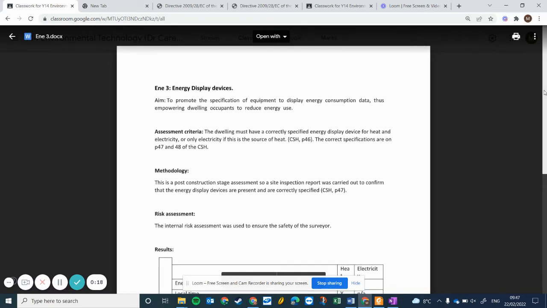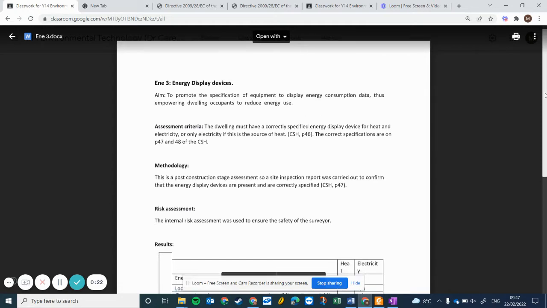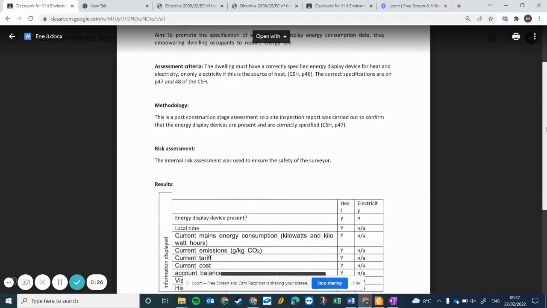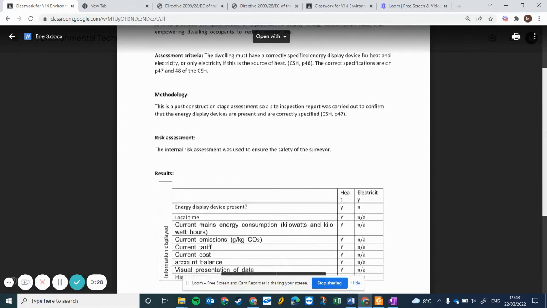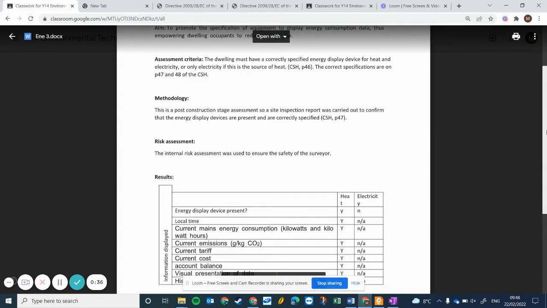So I had published this, I think it's in the EAN3 section of Google Classroom, and I know it's for energy display devices, but really the format here you should maintain. Now, as I say, this is a bare bones thing, but the idea of assessment criteria, linking that to the Code for Sustainable Homes, your methodology, right? Detailing that. You don't have to write a lot, but you really need to refer to it. Okay, because a lot of you are skipping your methodology part.